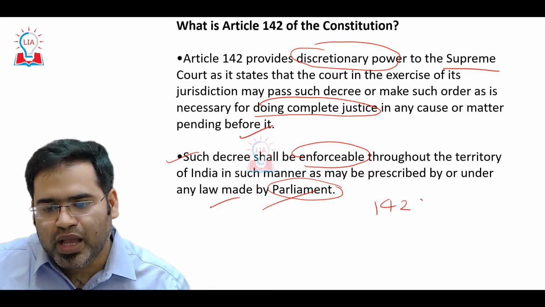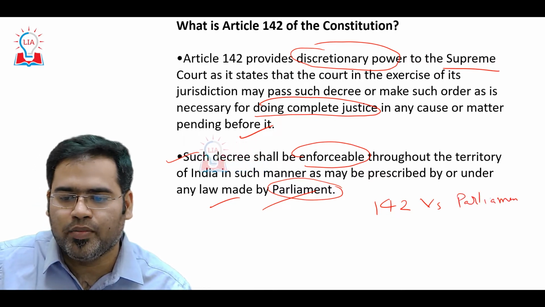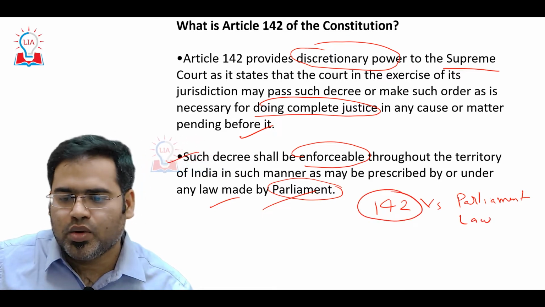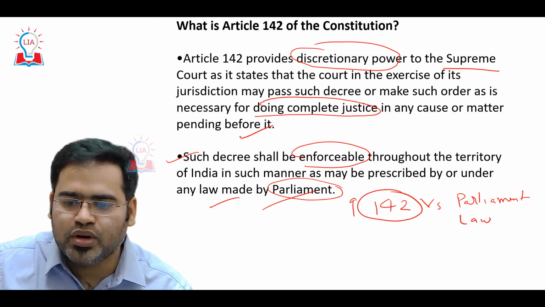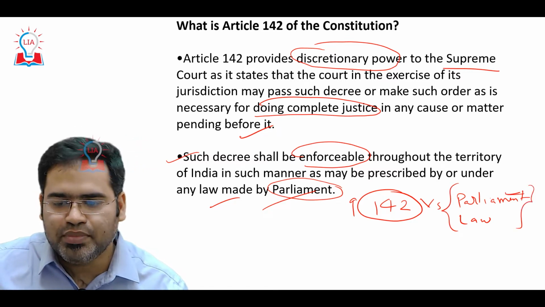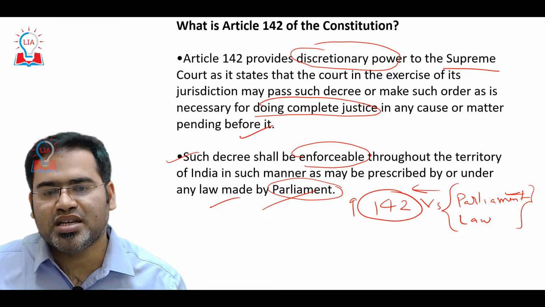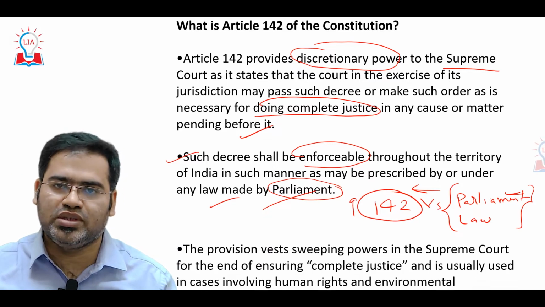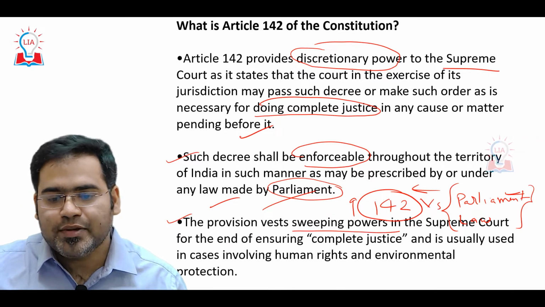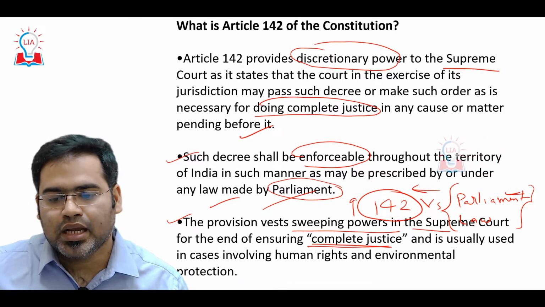That means when there is a conflict between Article 142 and any parliament law or any state law, then what will happen? Article 142 will definitely get the upper hand compared to the parliament law. That means a parliament law cannot provide a boundary or a restriction to Article 142. That is the power of Article 142. This provision gives the Supreme Court this sweeping power for providing complete justice.